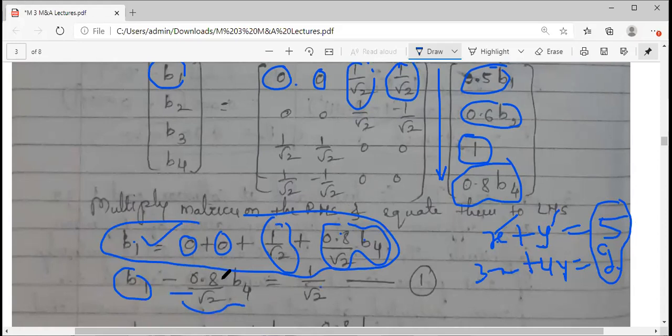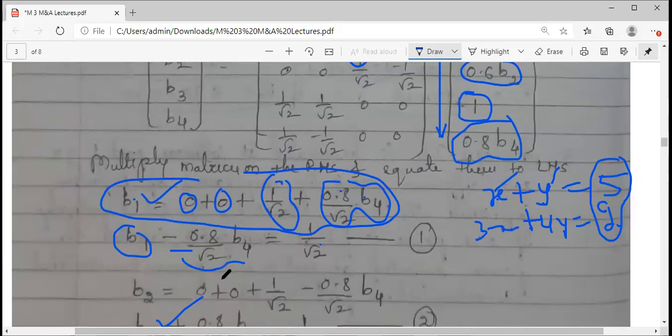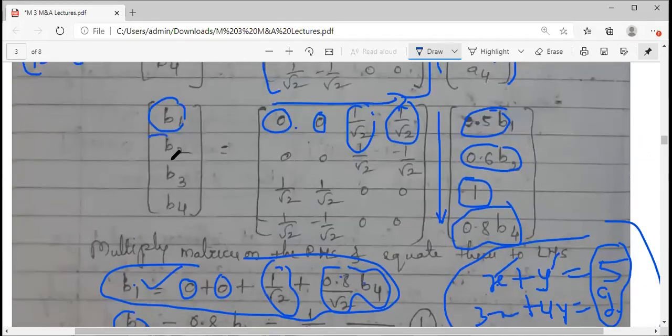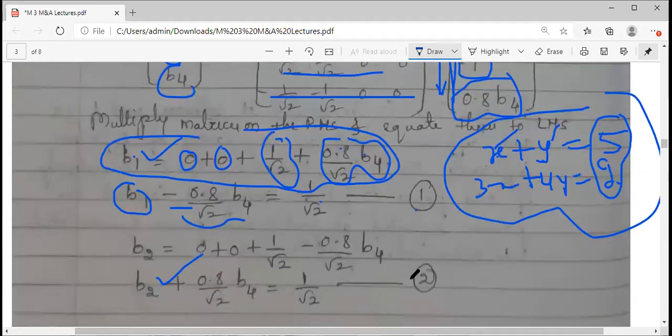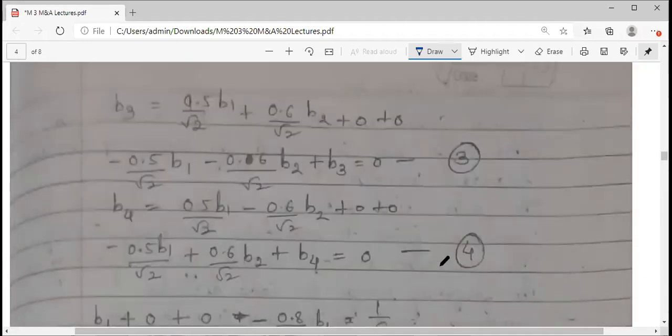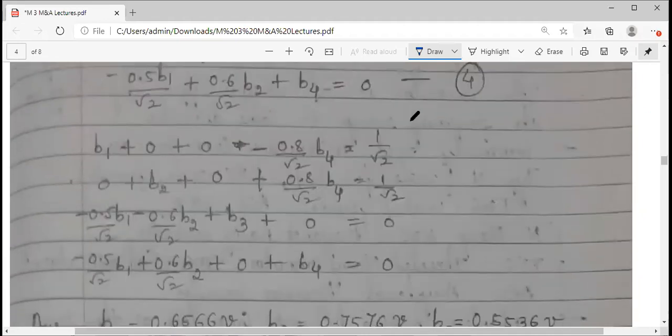I hope you understood why I am taking in this format, because it will make my work easier. Equations आएंगी, equations को मुझे इस pattern में रखना है. All variables at one side, all constants at the other side. This I have shown you for first equation. Similarly, you should go for B2, B3 and B4. How? Take the second row multiplied by column, third row multiplied by column, fourth row multiplied by column. If you do this, you will get 4 equations. This is first, this is second, third and fourth. So these 4 equations I have listed here. You can see 4 equations I have listed.